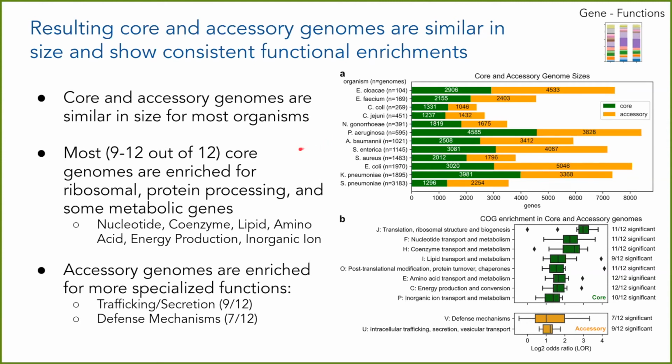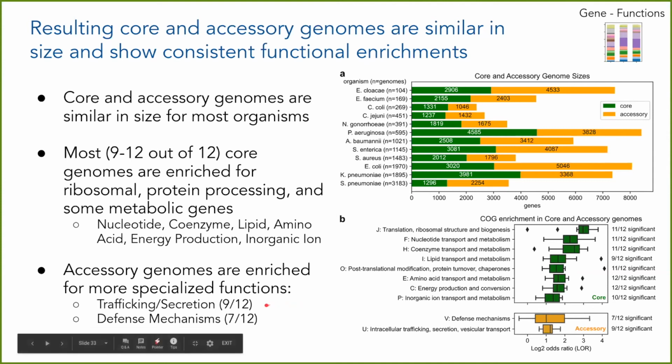For instance, in most of these core genomes, we find significant enrichment for ribosomal genes, protein processing genes, and a variety of different metabolic genes, with a statistically significant enrichment observed in 9 to all 12 of the 12 organisms that we looked at. And similarly, we find in the accessory genomes consistent enrichment in more specialized functions.